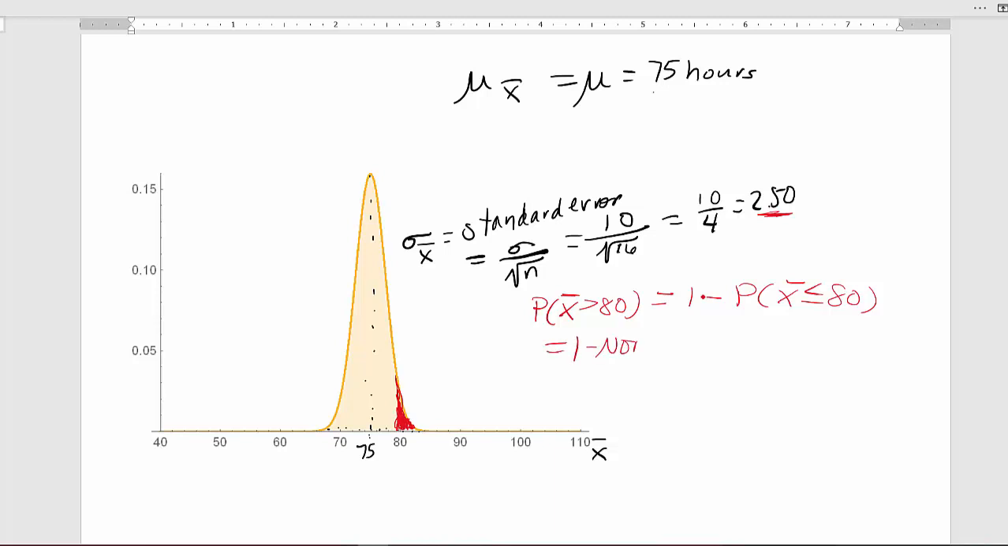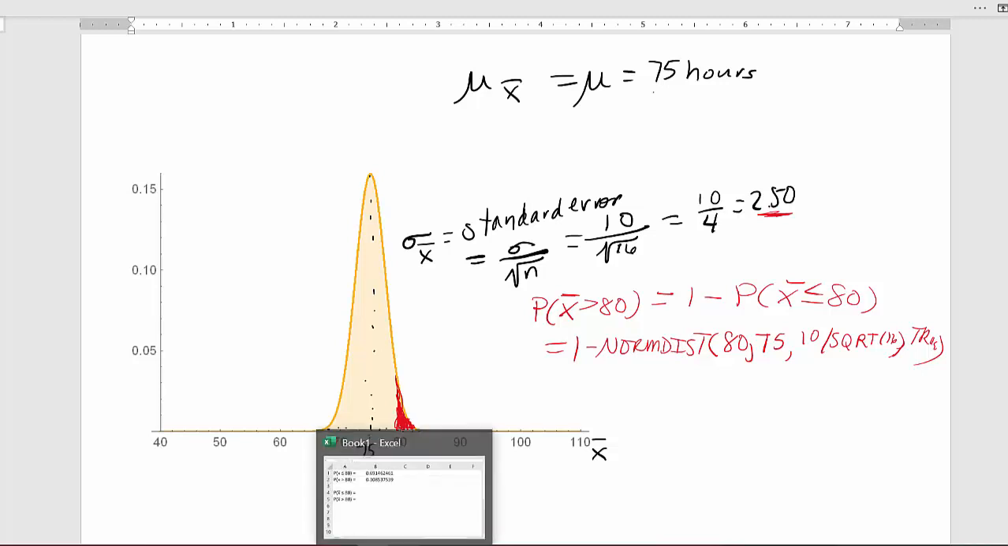So we'll find that norm dist. We'll punch over to Excel here and do this in a second. We'll still do 1 minus norm dist of 80, comma 75, comma 10 divided by the square root of 16, or you could have just typed in 2.5, but I want to do it like I would pretend I didn't know this number, comma true. Still true because we're still trying to add up all the values to the left of the number that we've punched in.